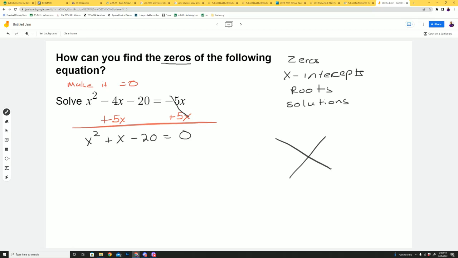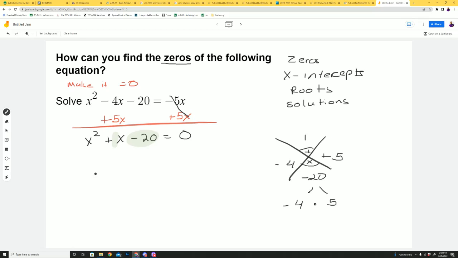I'm going to factor this. I'm looking for two numbers that multiply to negative 20 and add to 1, because that's 1x. Well, I know factors of negative 20. I know 4 times 5 gives me 20. If one of them is negative, that gives me negative 20. So negative 4 times 5 is negative 20, and then negative 4 plus 5 is positive 1.